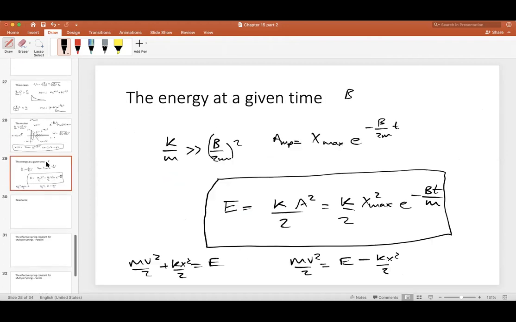I would probably just trust that it's true. Okay. What you need to know here is you just need to know omega prime, and you need to know the E, and you need to know that this is true. So know the form of the function here, and know that the energy at any time is K over 2 x max squared e to the minus bt over m, and know that this is actually K over m, and that we will always be in the regime where the spring force wins.